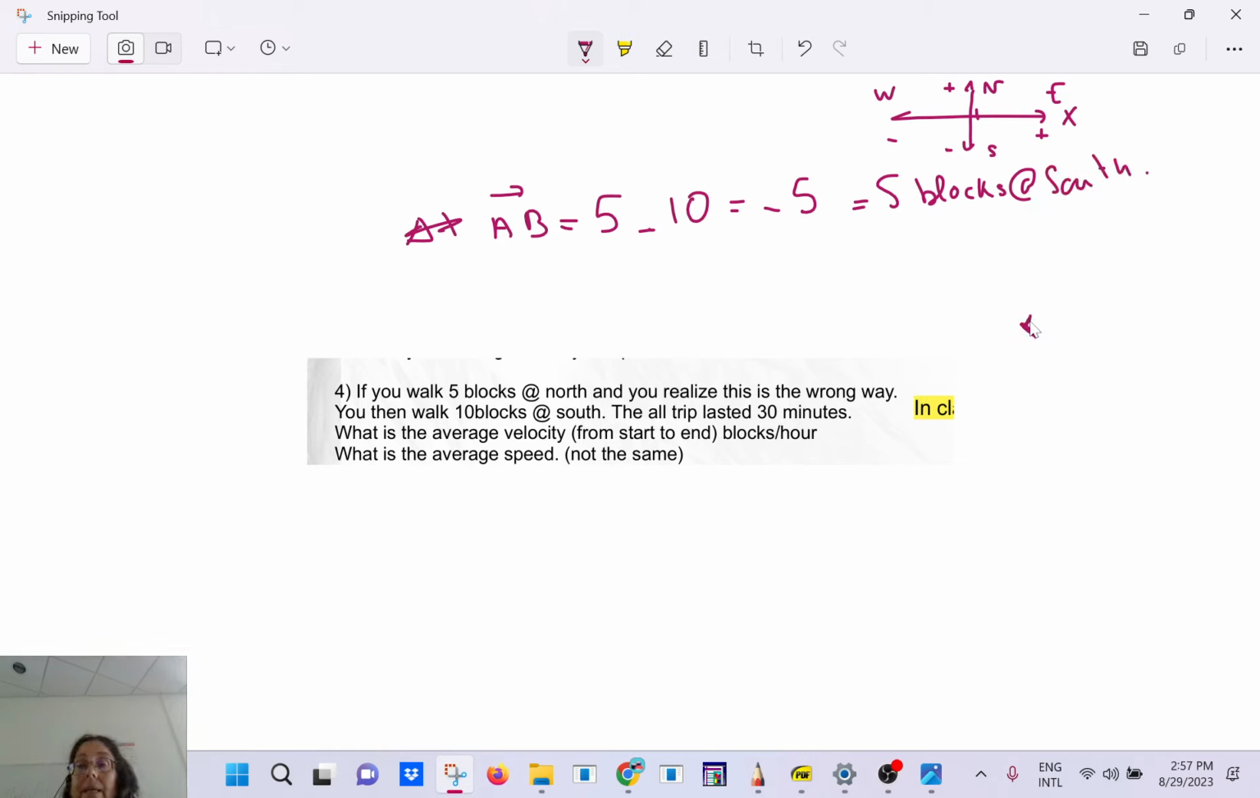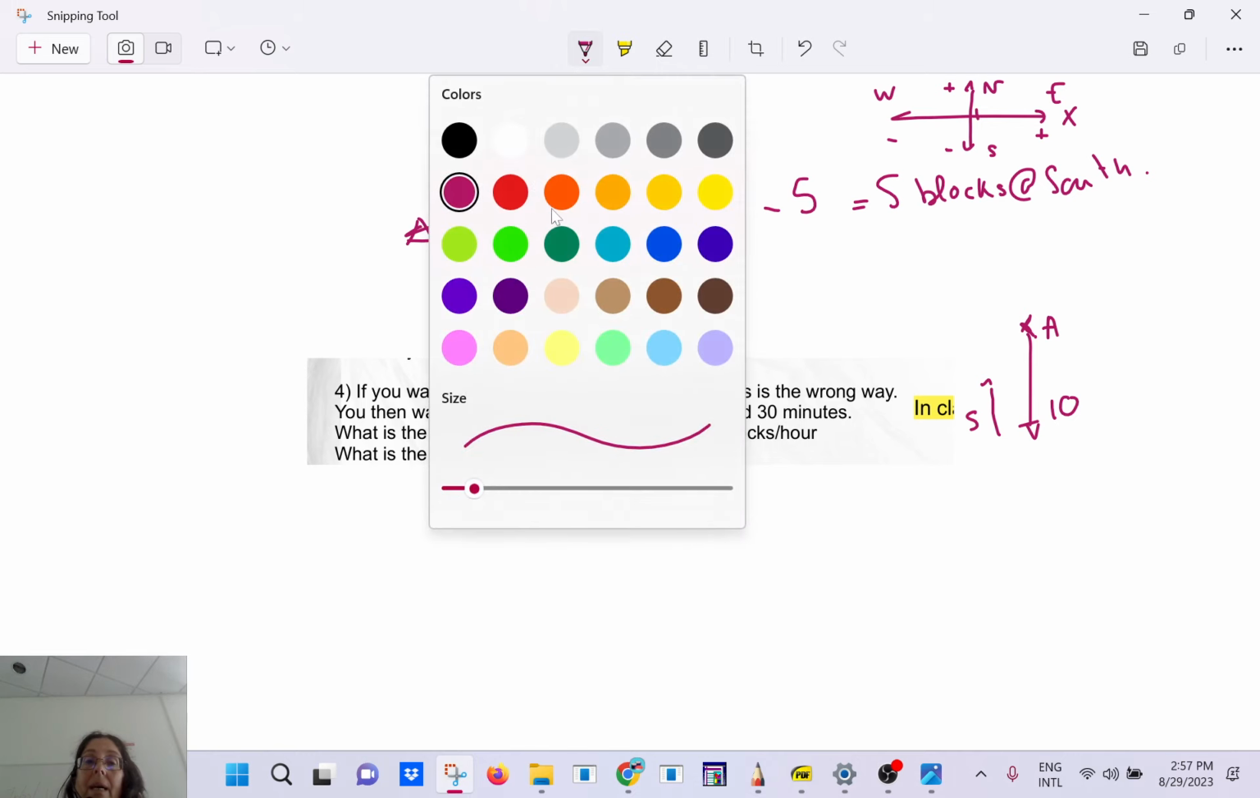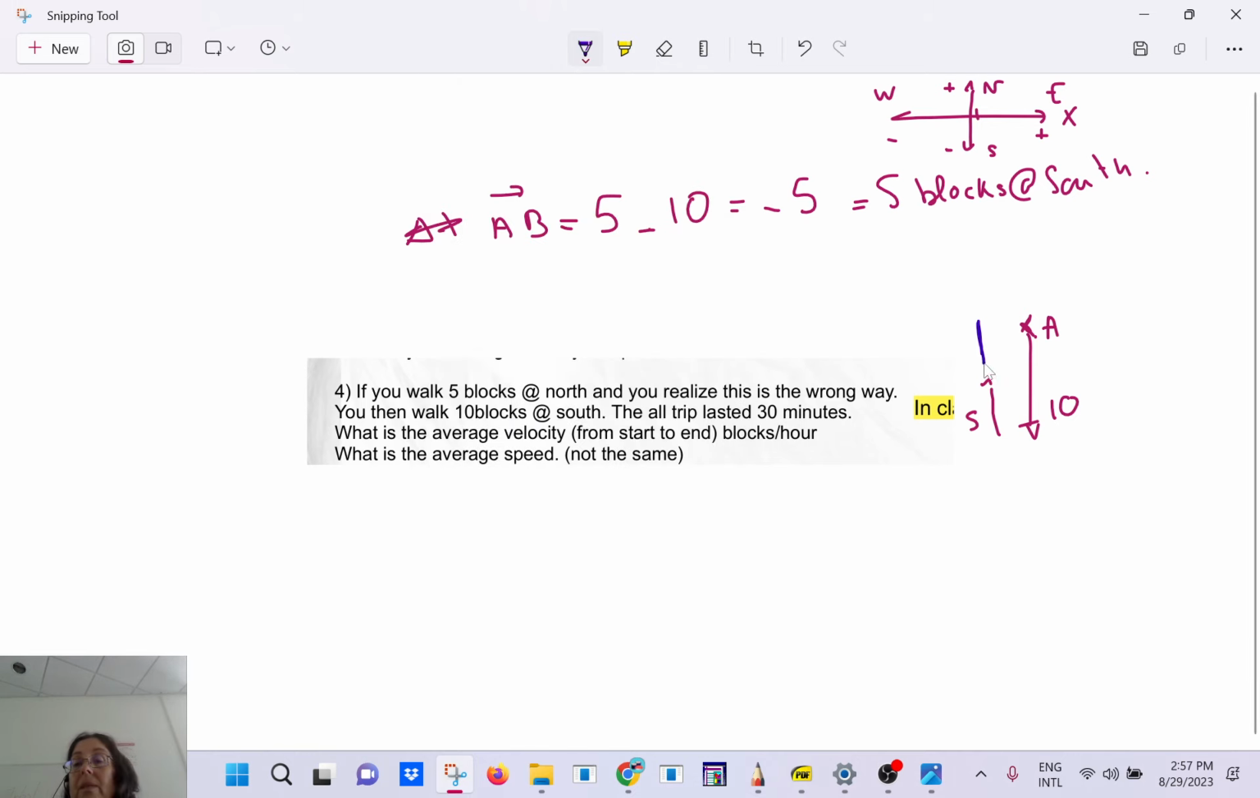So you start from here, that's your starting point. You go 10 blocks down, and then you go up five. So the displacement will be how far you are from home. This is your home here. That will be your point B. So you are five blocks south of your starting point. The idea is how far you are from your starting point, that will be your displacement, and you are south. So the displacement will be negative five or five blocks at south.